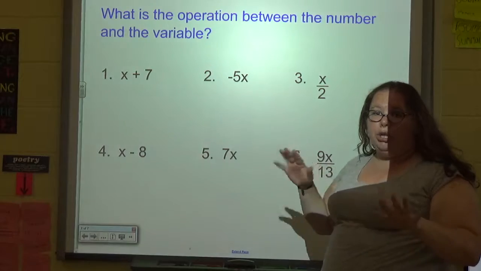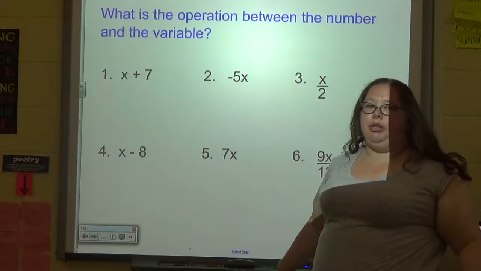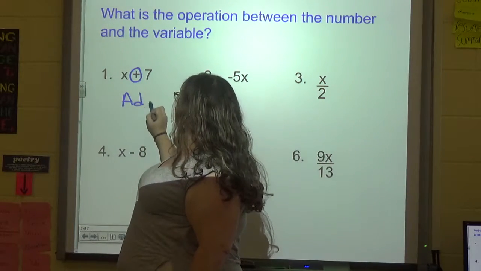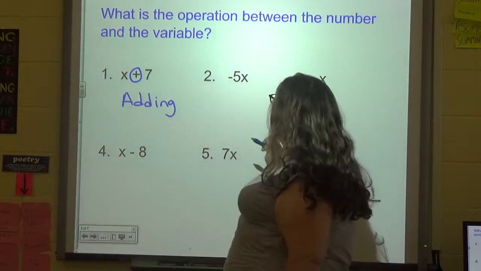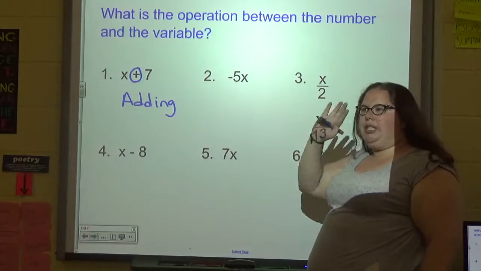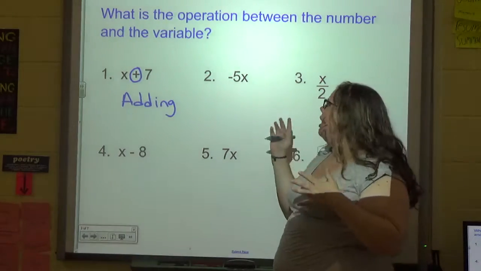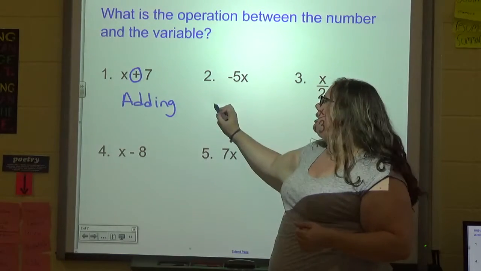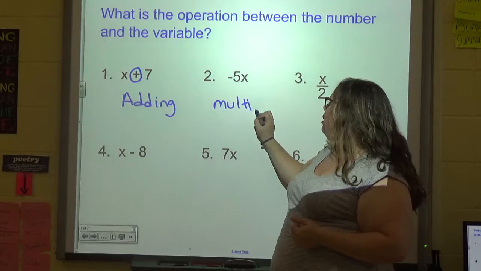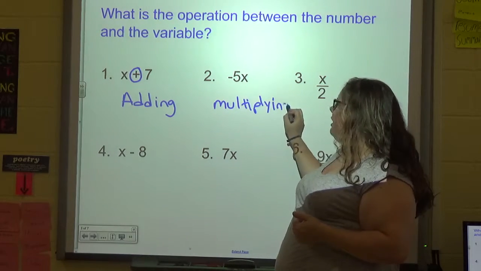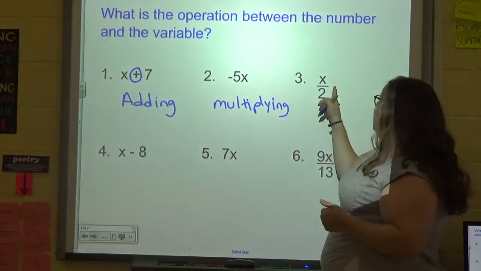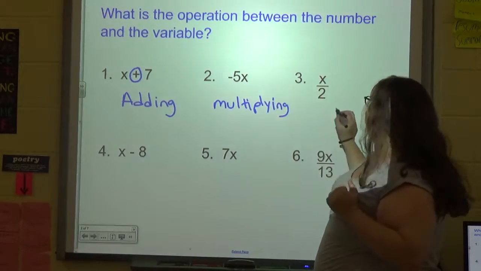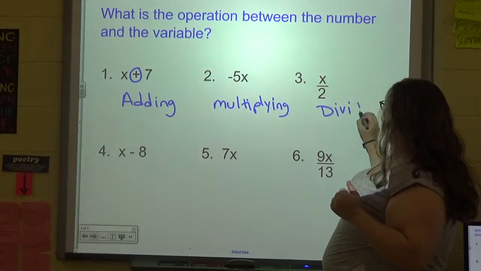So number one should be obvious. What is that symbol you see? That's a plus, so these are adding. Number two. Now this one tends to mess kids up sometimes. That -5 and the x, when they're touching like that, that means multiplication. They are multiplying -5 times x. That line looks like a fraction. Fractions and division are the same thing. So these are dividing.